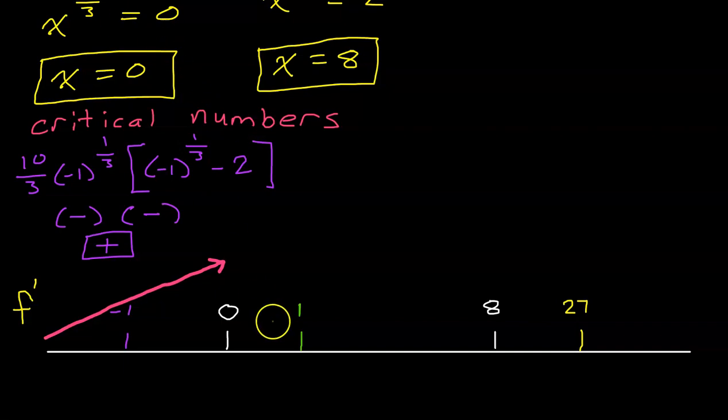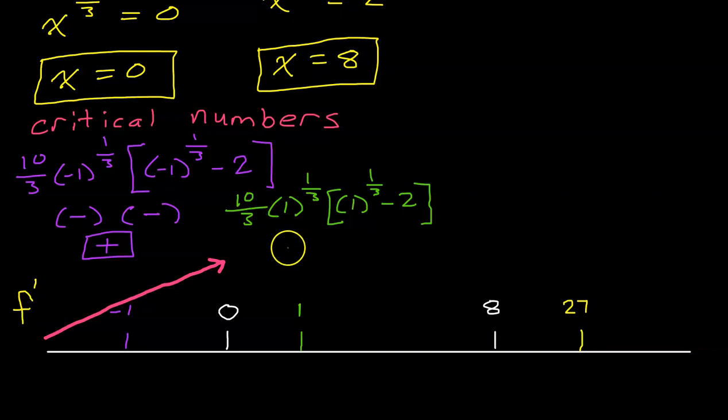So let's move on to positive 1. Okay, so maybe I can squeeze it in below this a little bit. So I'm going to have 10/3 times positive 1 to the 1/3 power, and then positive 1 to the 1/3 power minus 2. Okay, so out in front, everything is positive. So I'm going to have a positive out there. And then inside the parentheses, 1 to the 1/3 power is 1. 1 minus 2 is negative 1. So I have a negative inside there. A positive times a negative, of course, is a negative. So this negative value tells us that the function is going to be decreasing in this interval.